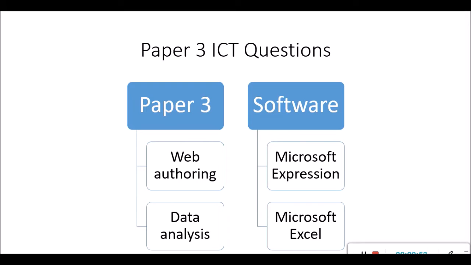Now, the first thing you need to know is paper 3 ICT questions. It comprises two different topics. The first is web authoring and the second one is data analysis. The software you will use for web authoring is Microsoft Expression, and for data analysis the software you are going to use is Microsoft Excel.